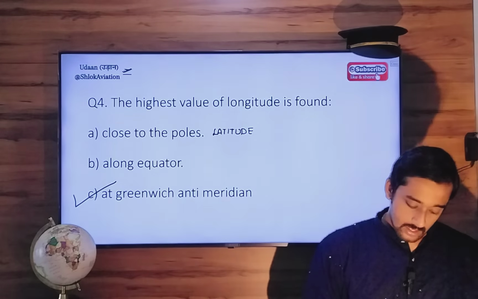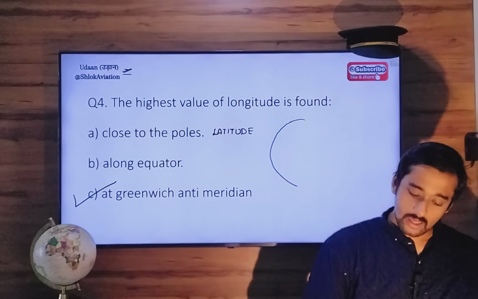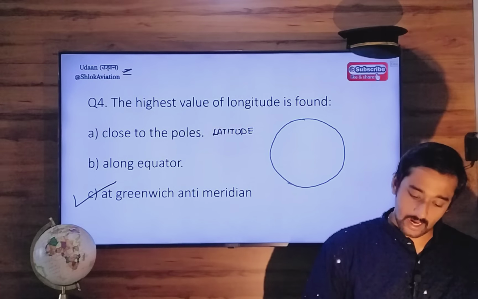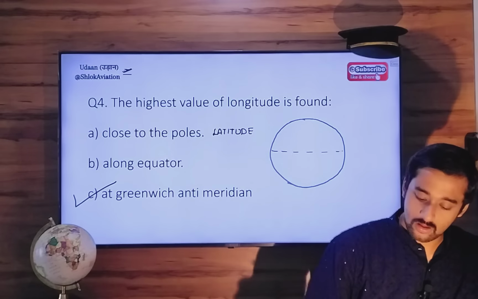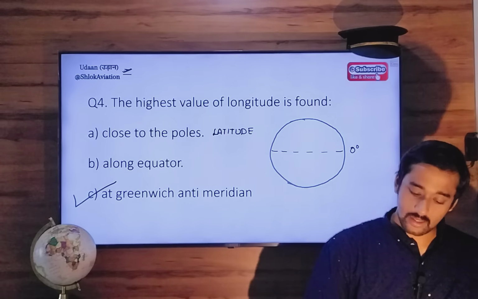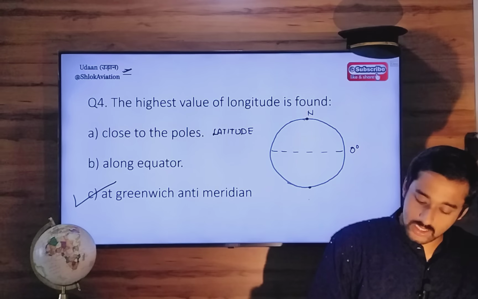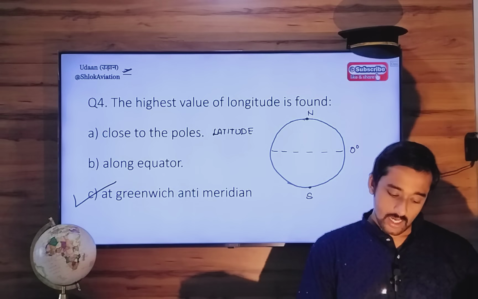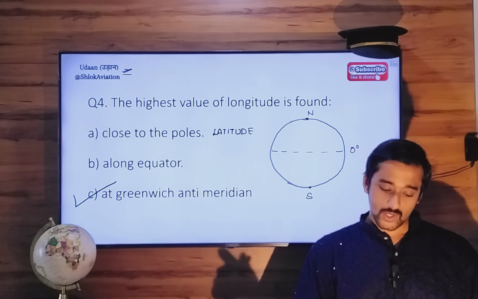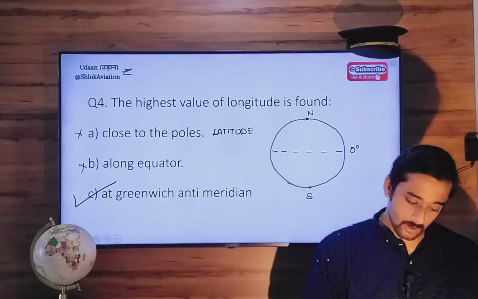We know that latitudes begin from the equator. The equator is the 0 degree parallel of latitude, and the maximum value of latitude will be the North Pole or South Pole. So option A refers to latitudes along the equator, so that is irrelevant. Next, question number 5.